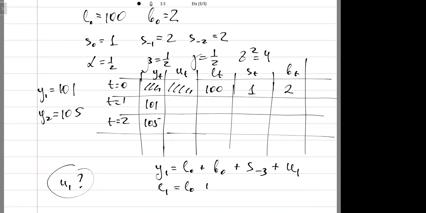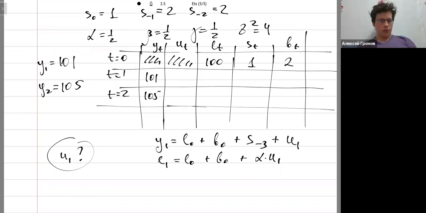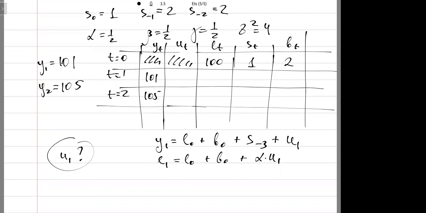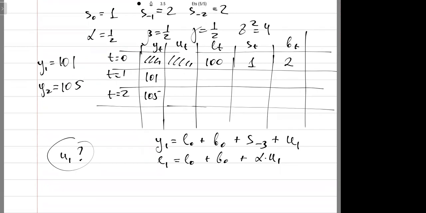L1 is just L0 plus B0 plus, we have no seasonal effect here, plus alpha times U1. Oh no, U1, it's plus 4. Why is it 4? So that's my question, how to calculate U1?